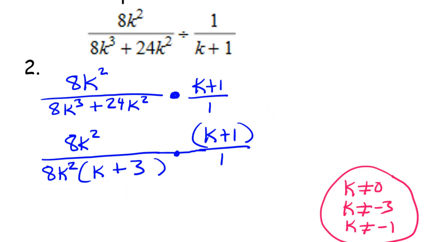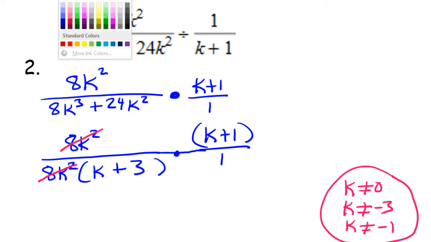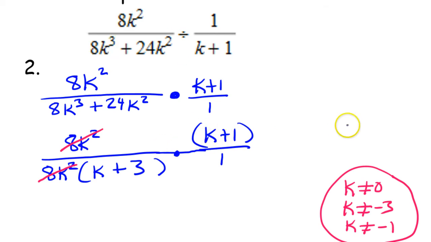Alright, so now I'm going to see if there's anything I can cancel out. And I'm noticing that I have 8k squared and another 8k squared. So all that can cancel out. So that's really it. And that just leaves me with k plus 1 in the numerator over k plus 3 in the denominator.